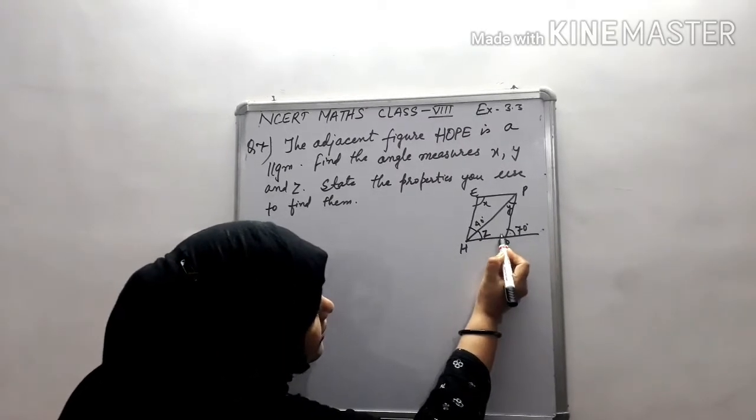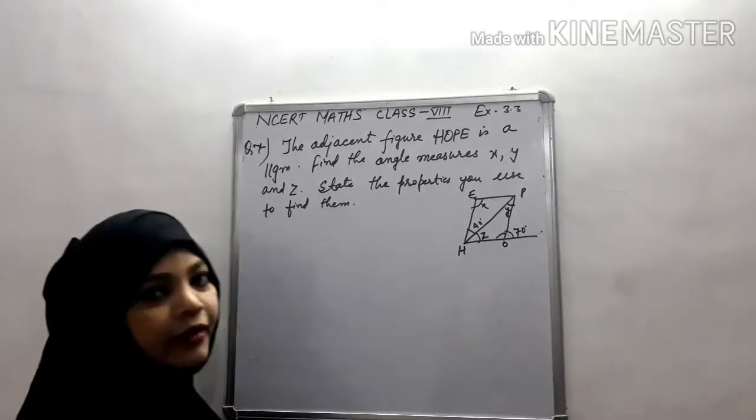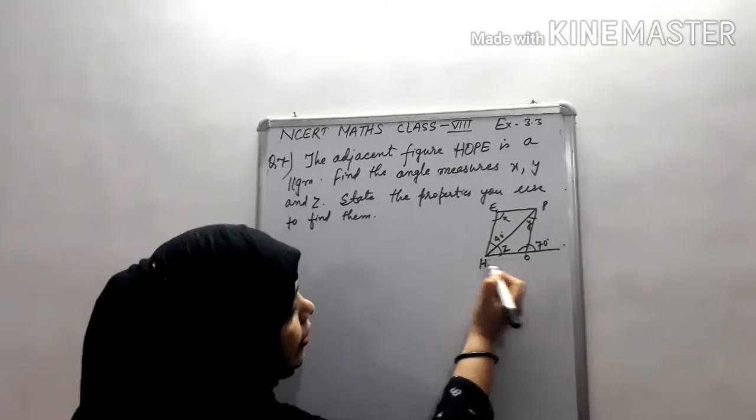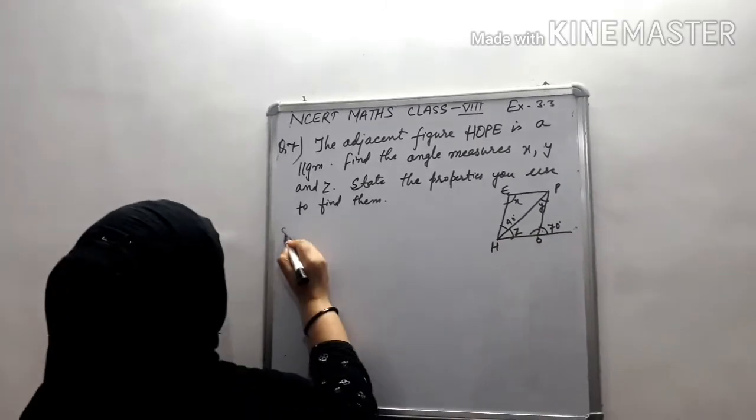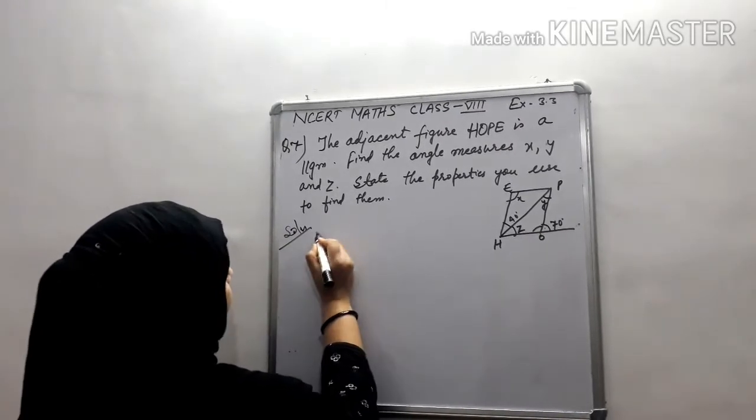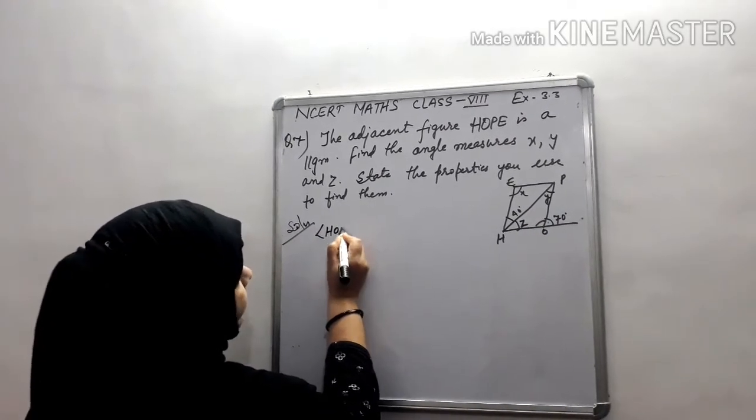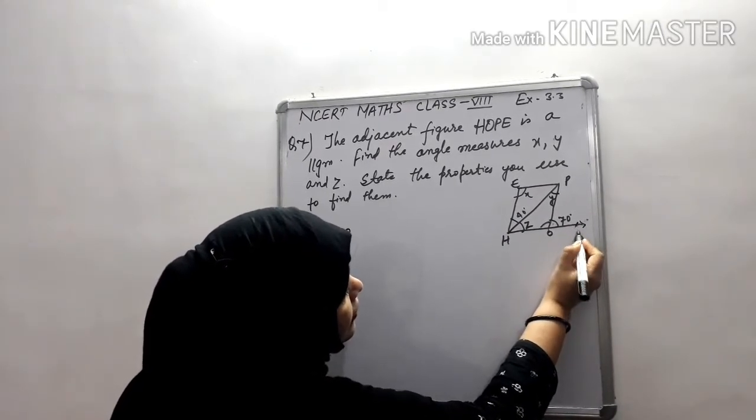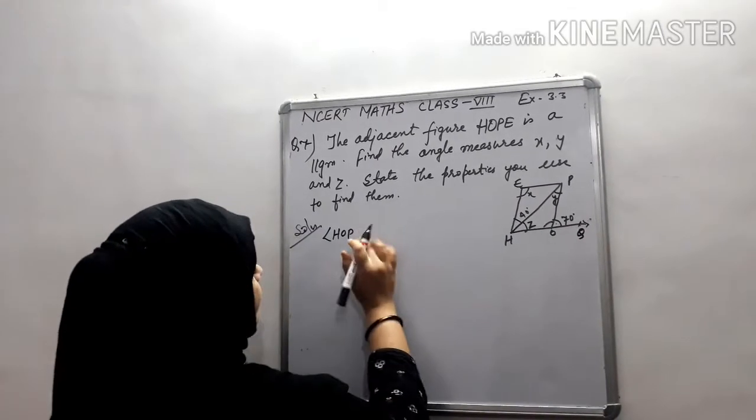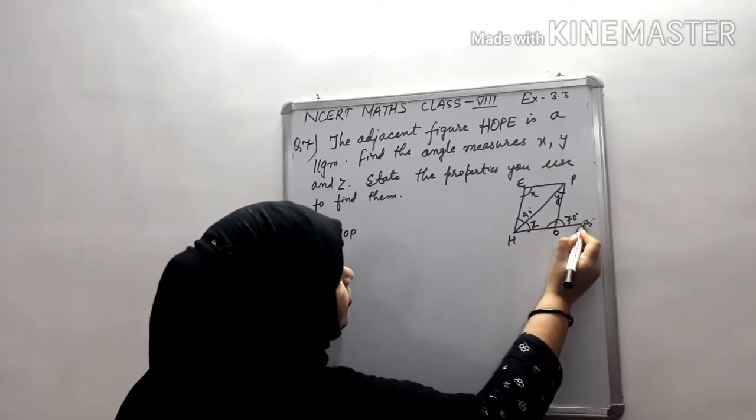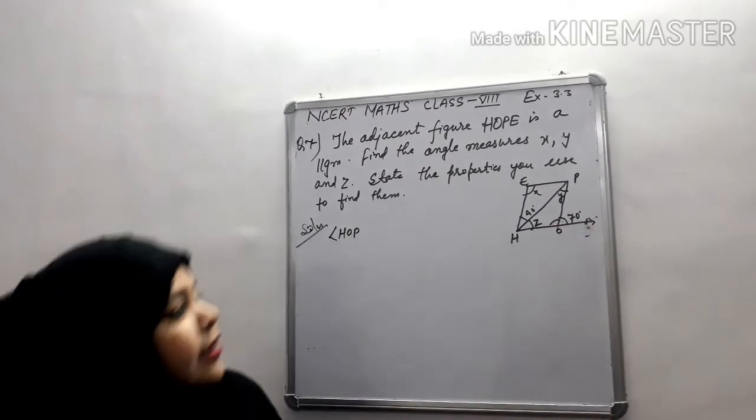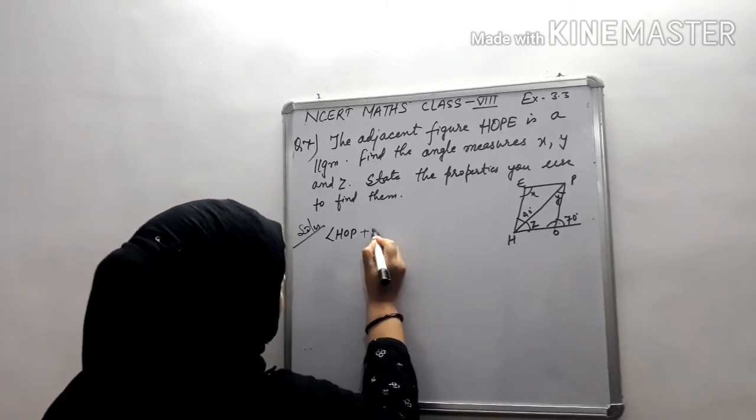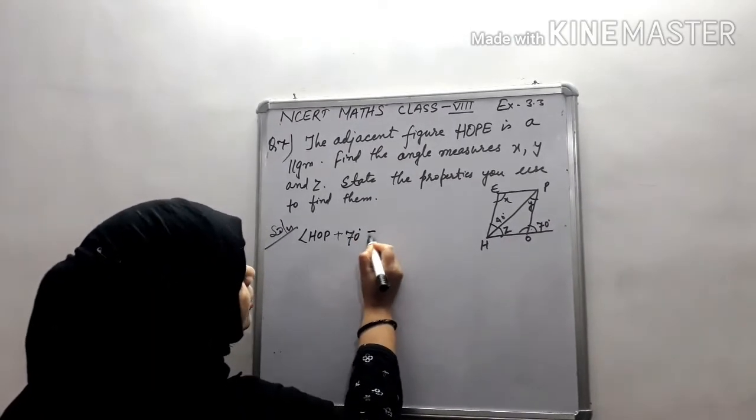Just look here. These and these angles are a linear pair. So first of all, let's find the value using the linear pair. Means angle POH or HOP. Solution. Look here. Angle HOP plus angle POE, directly write here 70 degree. Means that angle has 70 degree. E is equal to 180 degree.